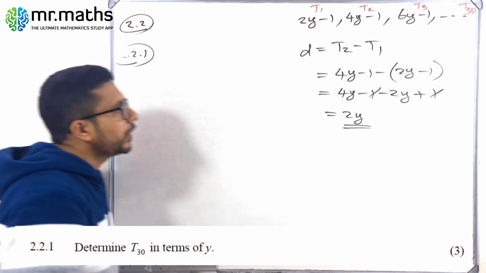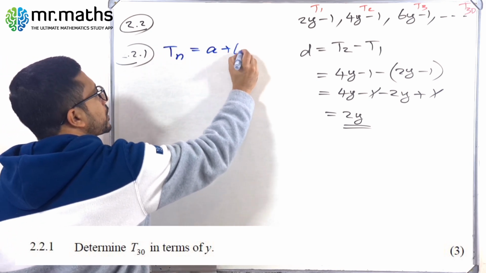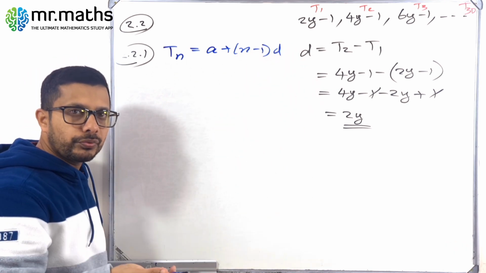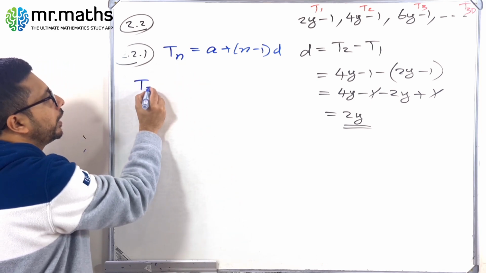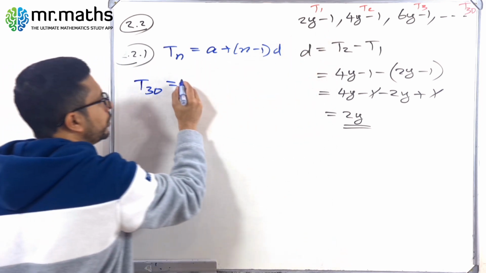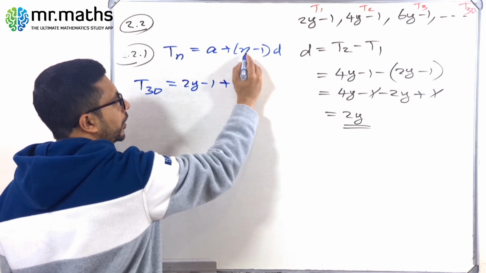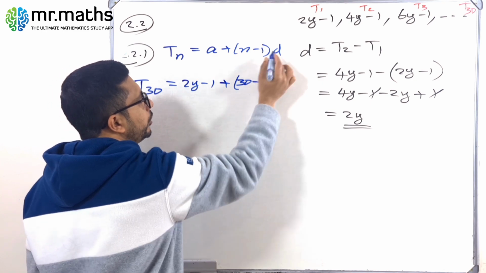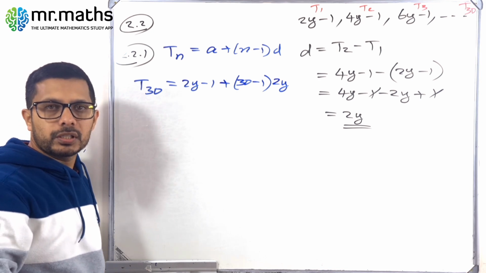Don't forget that this one is an arithmetic sequence. So if it is an arithmetic sequence, you know the general equation Tn is equal to a plus n minus 1 into d. Am I right? Which term do you have to find? The 30th term. That means the n value is 30. So T30 is equal to a. A stands for the first term. What is the first term? 2y minus 1, plus n minus 1, the 30th term we have to find, so it is 30 minus 1 into d. What is d? Common difference we got as 2y.